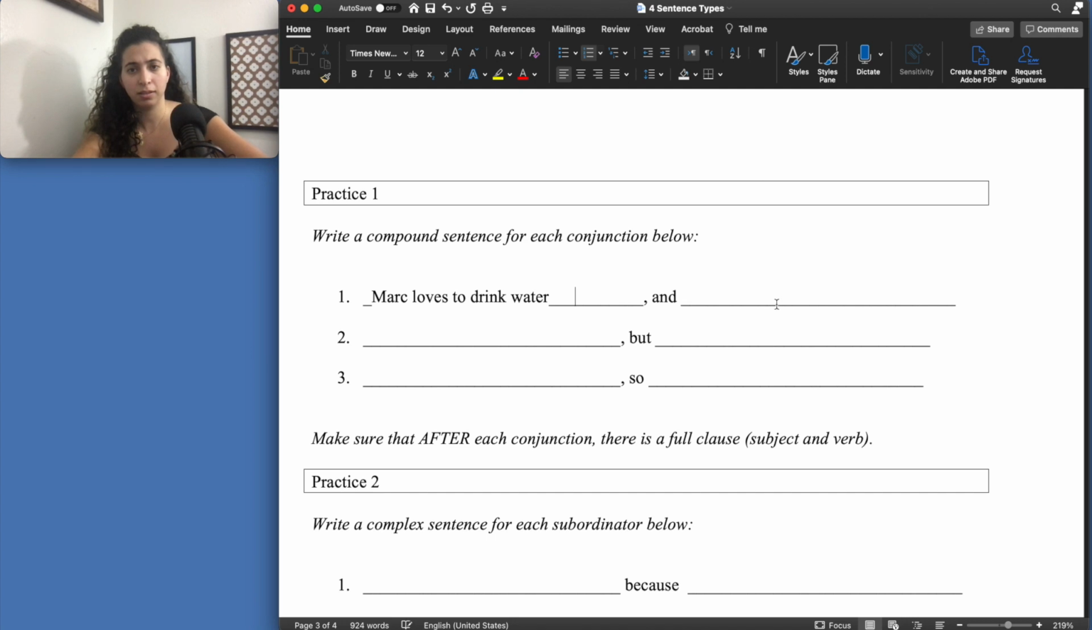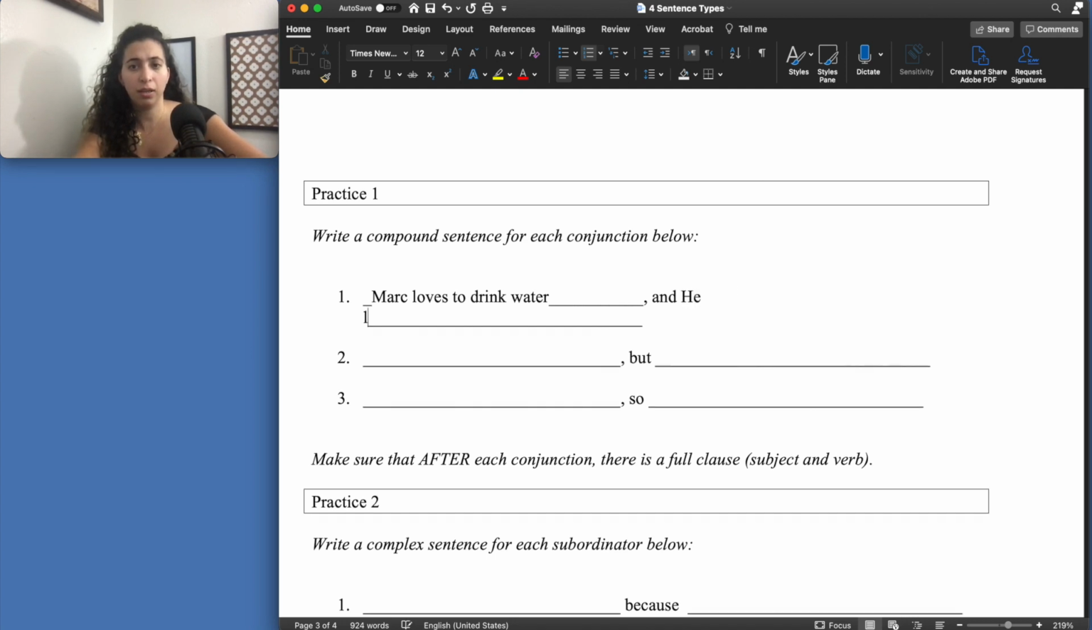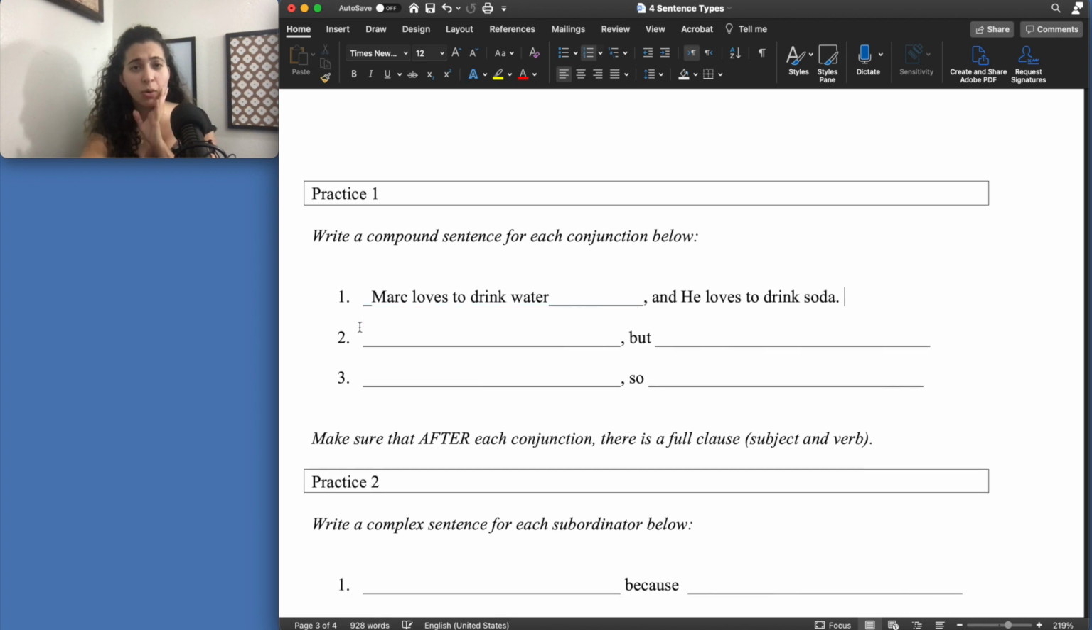And he loves to drink soda. Mark loves to drink water, and he loves to drink soda. Not the greatest sentence in the world, but it is correct. Okay? So that's an example.